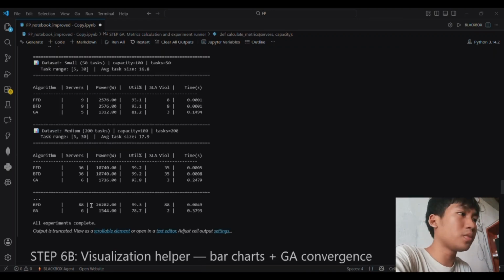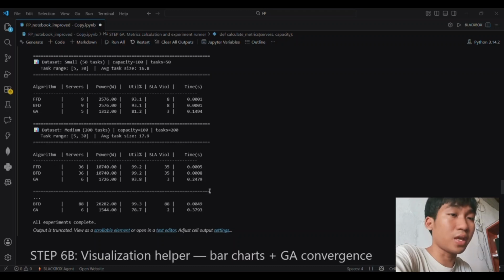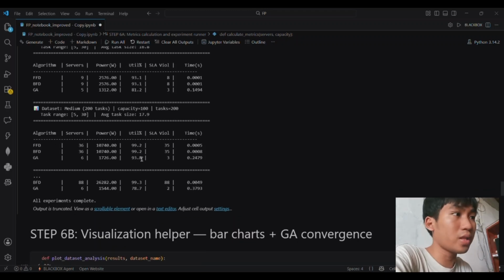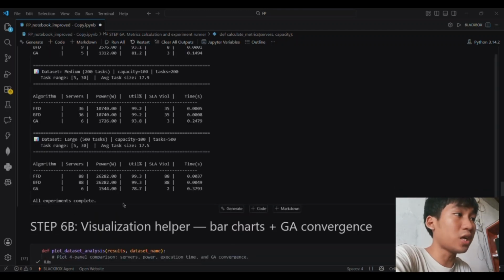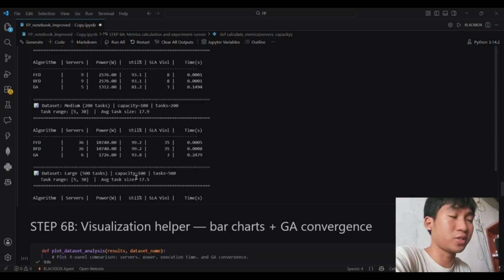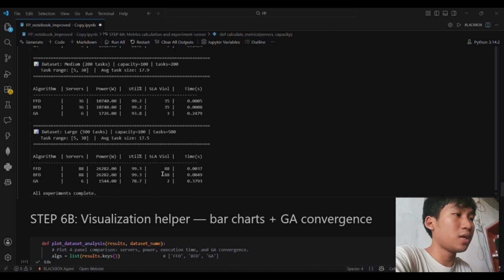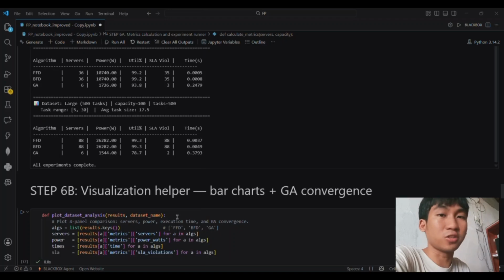Next, for the medium dataset with 200 tasks, the FFD and BFD show moderate improvements, while the genetic algorithm again achieved the best optimization with fewer servers, lower energy consumption, and fewer SLA violations. For the large dataset with 500 tasks, the FFD and BFD both use 88 servers and consume over 26,000 watts. The genetic algorithm used only 6 servers and reduced energy consumption by around 94%, while maintaining low SLA violations.